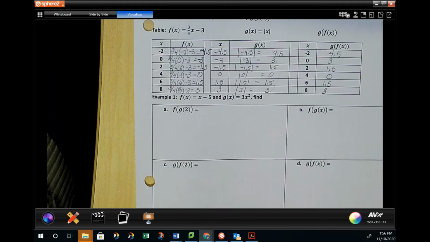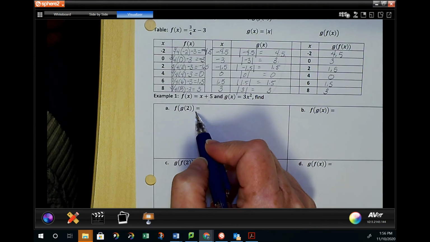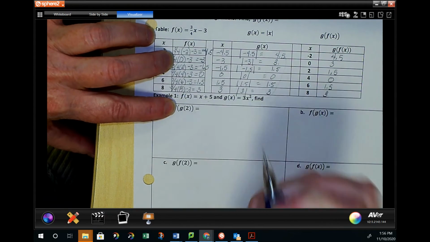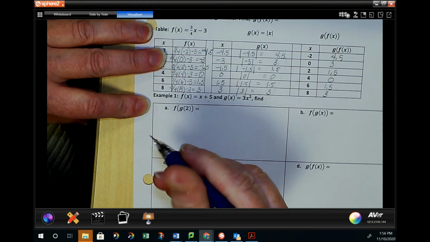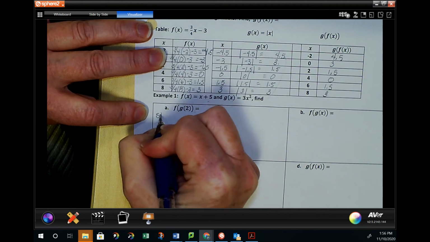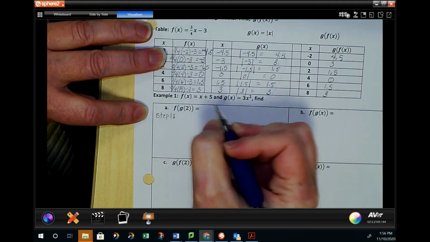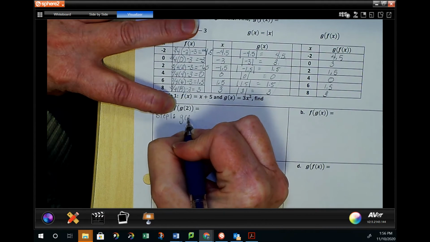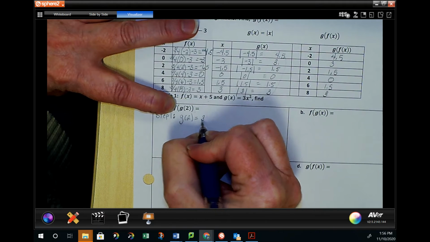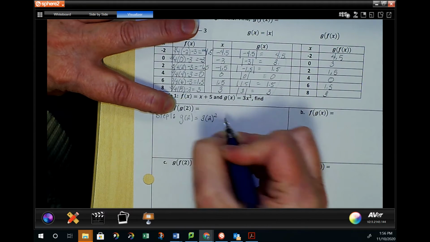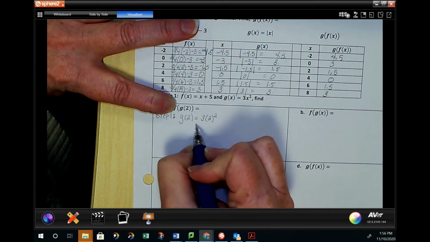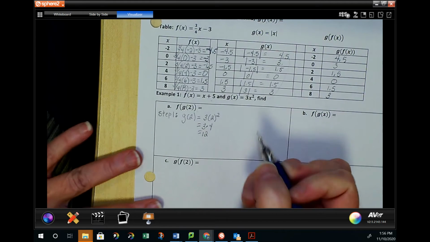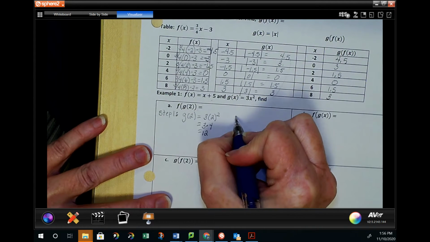The next one is we're going to do function notation. So we work from the inside out. So we start with function g. Step 1 is you start with function g, and f hangs out and waits his turn. So g of 2 is equal to 3 times 2 squared. So 2 times 2 is 4. So 3 times 4 ends up being 12. So that's step 1.